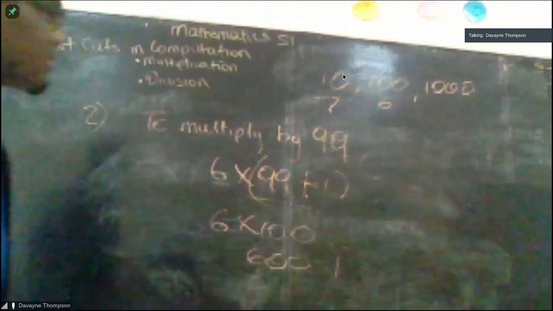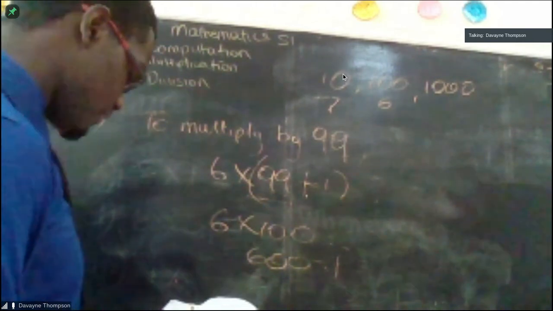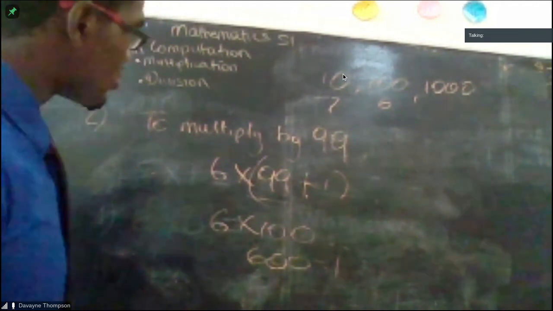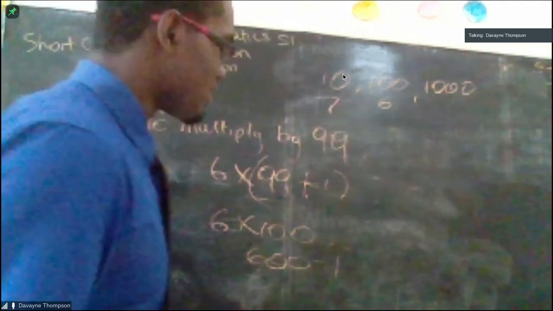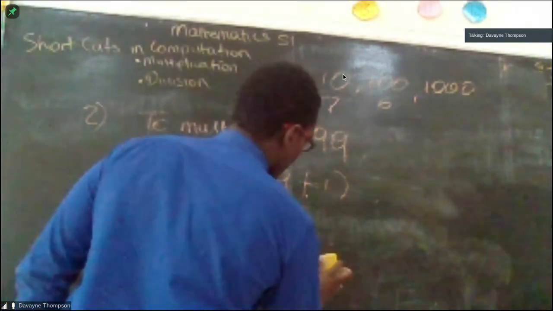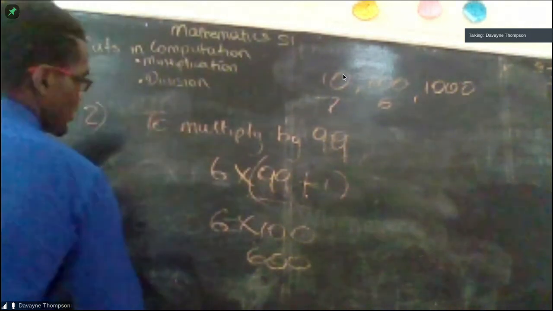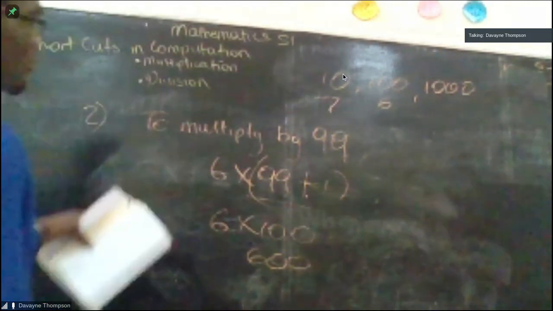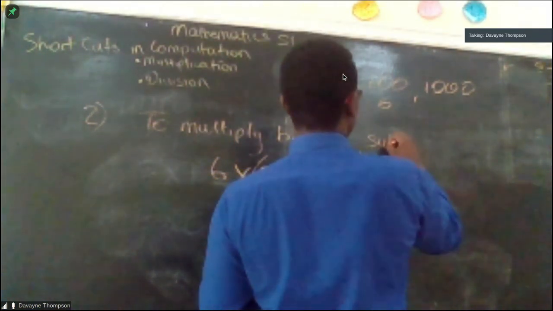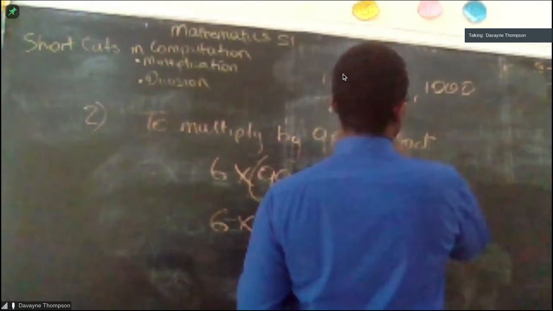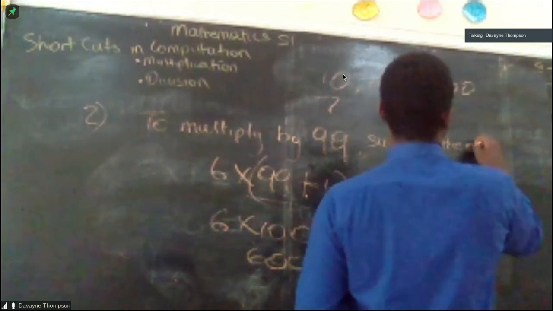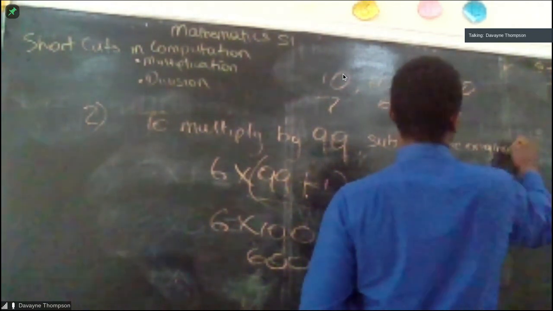Do you think that's right? Subtract 1 from the answer. 600 minus 1 will give us? 599. Are you sure? So that's what I would do? I'm joking. So yes, that would have been the idea, but the rule is not that simple. When you get 6 times 100, the rule says, let me put it right here, you are going to subtract the original number. Not 1, subtract the original number.